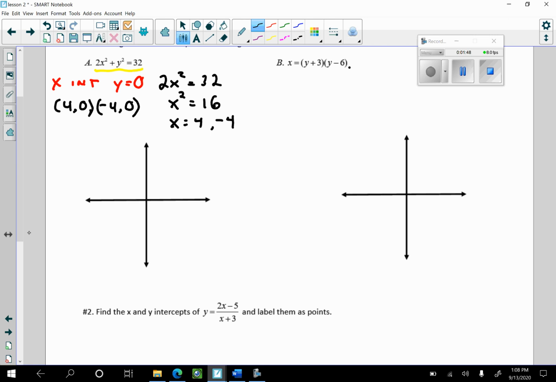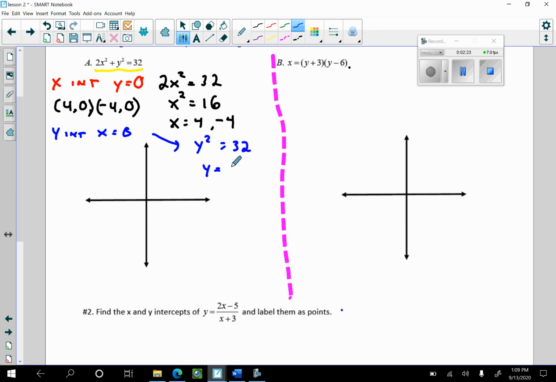Okay? And let's see if we have enough room, and we do. We're going to find the y-intercepts. Let me just do a dotted line here to keep these two problems separated. How are we going to find the y-intercepts? We're going to let x equal 0. And if I let x equal 0, what am I going to have? I'm going to have y squared. X equals 0, y squared is equal to 32. And that says y is going to equal positive square root of 32 and negative square root of 32.